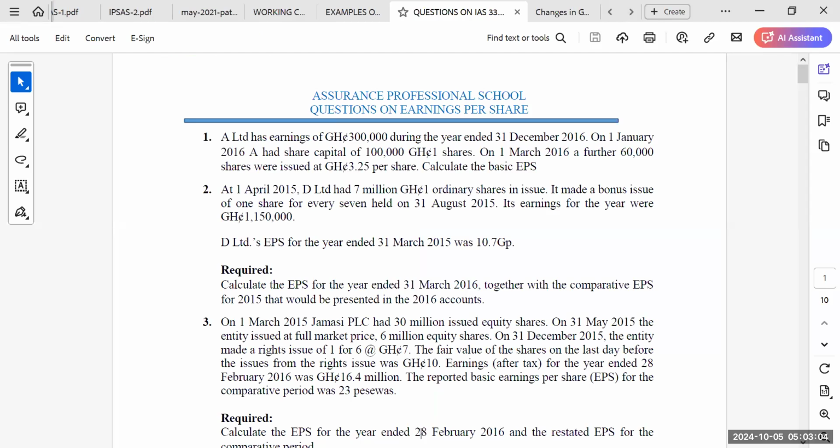Question number one. Who is reading for us? Question 1. A Limited has earnings of 300,000 cedis during the year ended 31st December 2016. On 1st January 2016, A had share capital of 100,000 one Ghana cedi shares. On 1st March 2016, a further 60,000 shares were issued at 3 cedis 25 pesewas per share. Calculate the basic earnings per share.